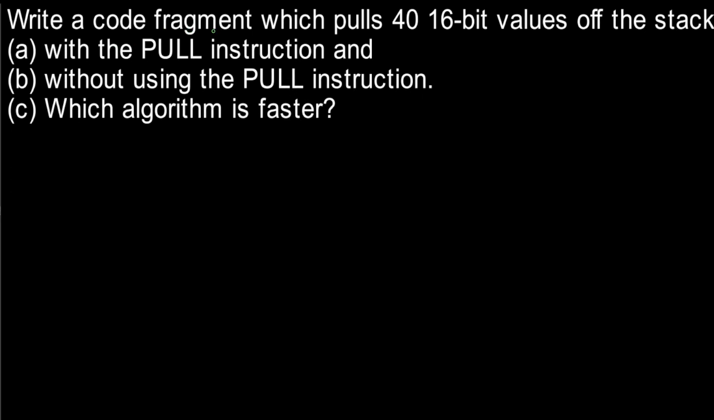Write a code fragment which pulls 40 16-bit values off the stack. The A part is asking with the pull instruction, the B part is asking without using the pull instruction, and the C part is asking which algorithm is faster.